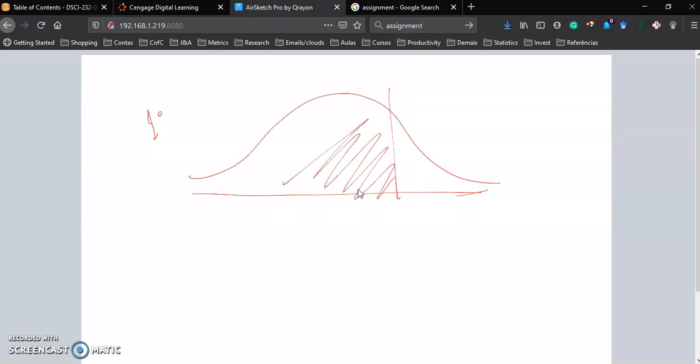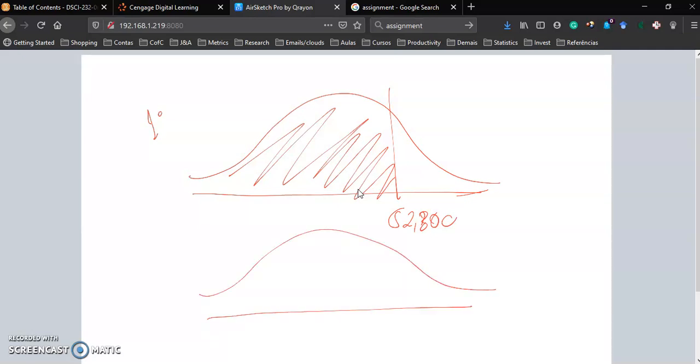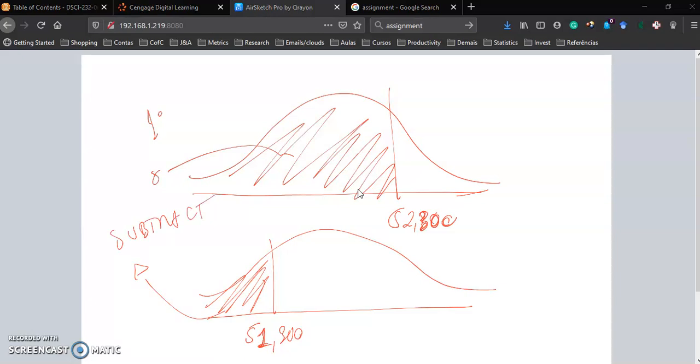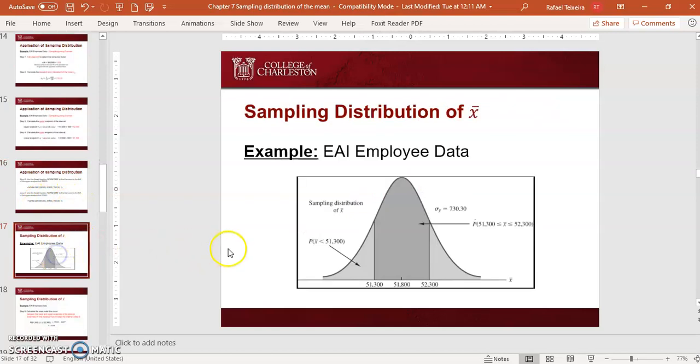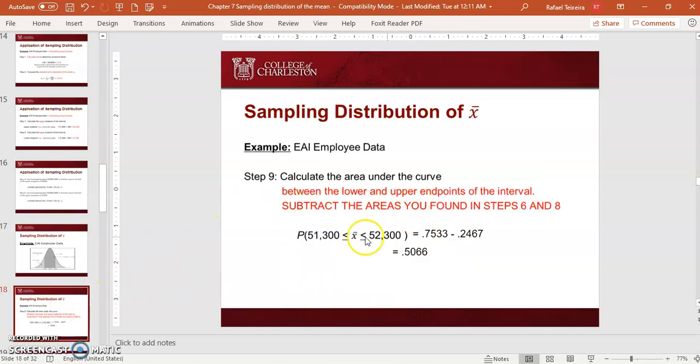Remember, we did that in chapter 6. First, we're going to compute the probability up to 52,300, and then we're going to compute the probability up to 51,300. Then we subtract these two probabilities, and that's the final answer. So this is how you get those areas, those probabilities. This is the chart I made for you, and then you subtract the areas. Let's do that in Excel so you can see how.